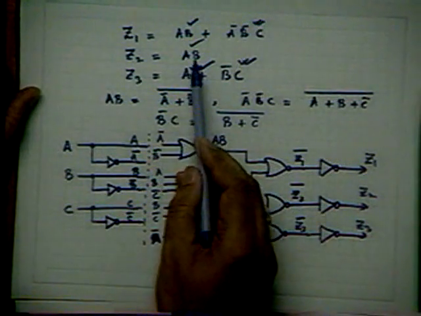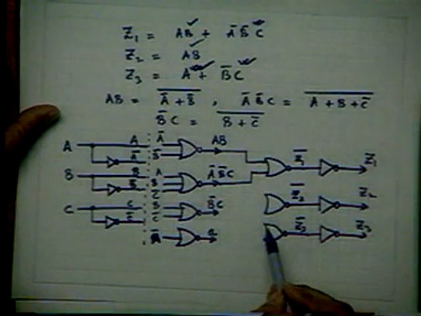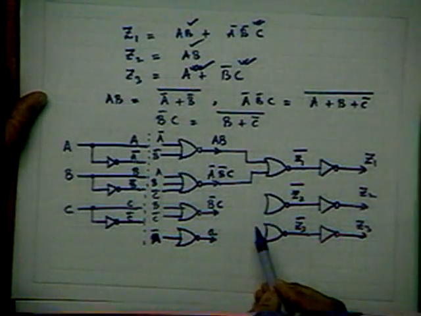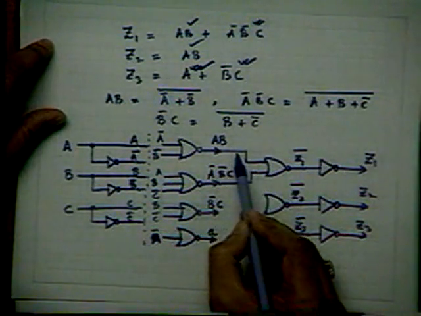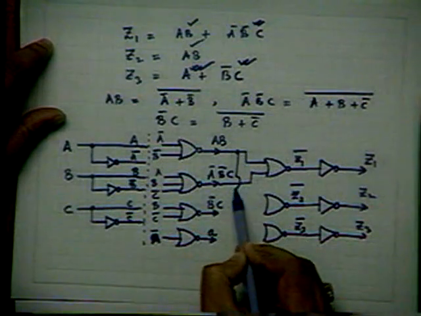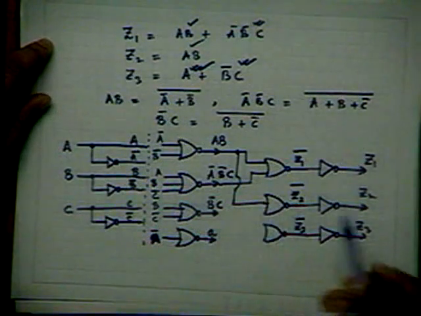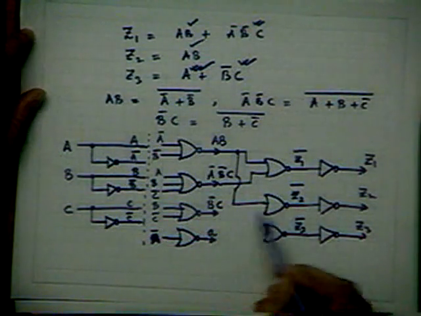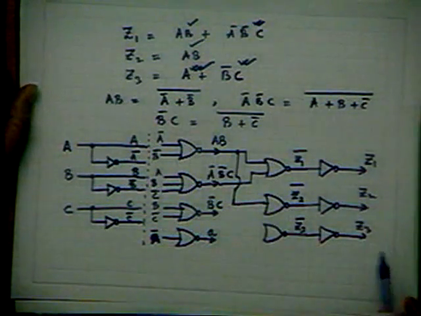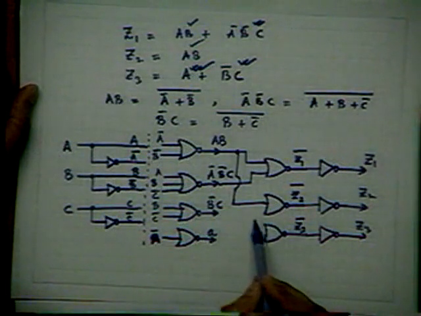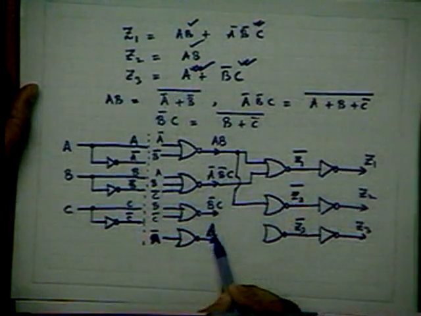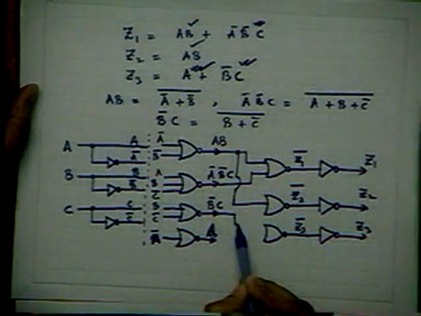Z2 is nothing but simply AB bar. So you just take something from here. This is simple, basically an inverter. And then ultimately to produce this function, you get, this is, I have written A.